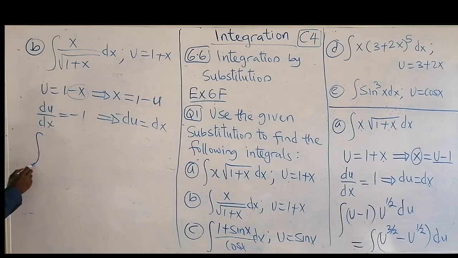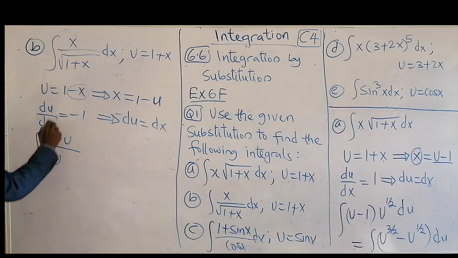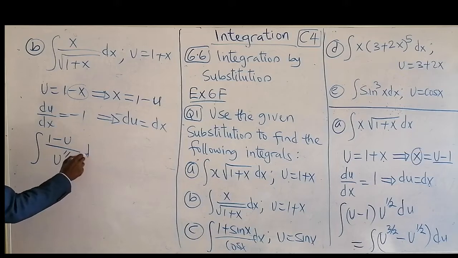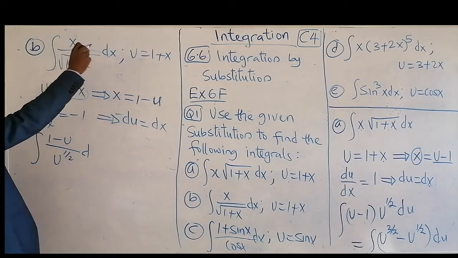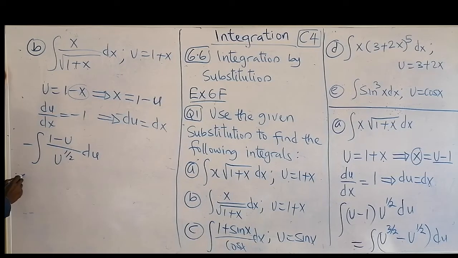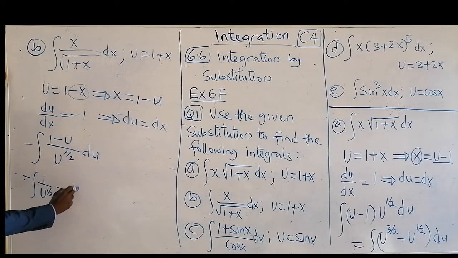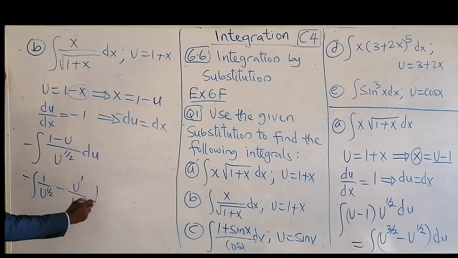Then substitute your values. Your x is 1 minus u, all over the square root of 1 plus x, which is u to the power 1 over 2. Then the dx is minus du. So the minus can come outside. So this implies minus the integral of 1 over u to the power half minus u, which is to the power 1 over 2, du.